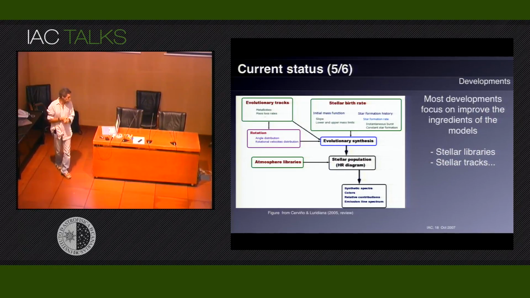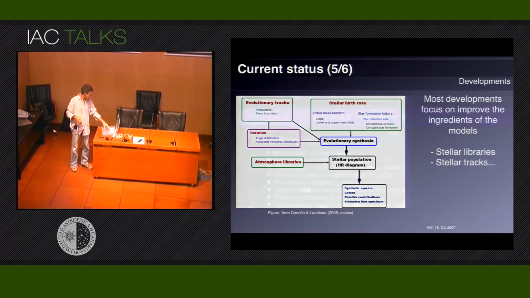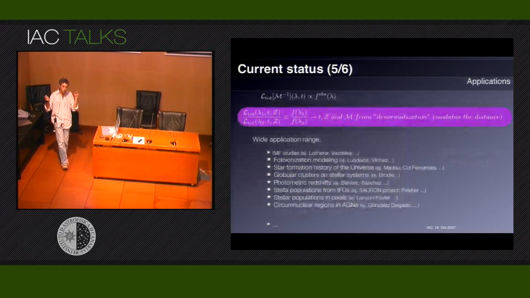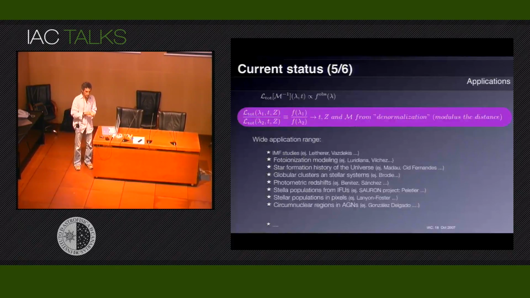When you look at the literature in population synthesis, when you look at the developments, most of them have been done on the basis of including better evolutionary tracks, or better atmospheric libraries, observational, theoretical, whatever. The idea is you compute all this in the code, produce a Hertzsprung-Russell diagram, and you integrate it and obtain the synthetic spectral color, whatever you want. But when you're thinking about population synthesis, the focus has always been on improving the ingredients, but not exactly the models.